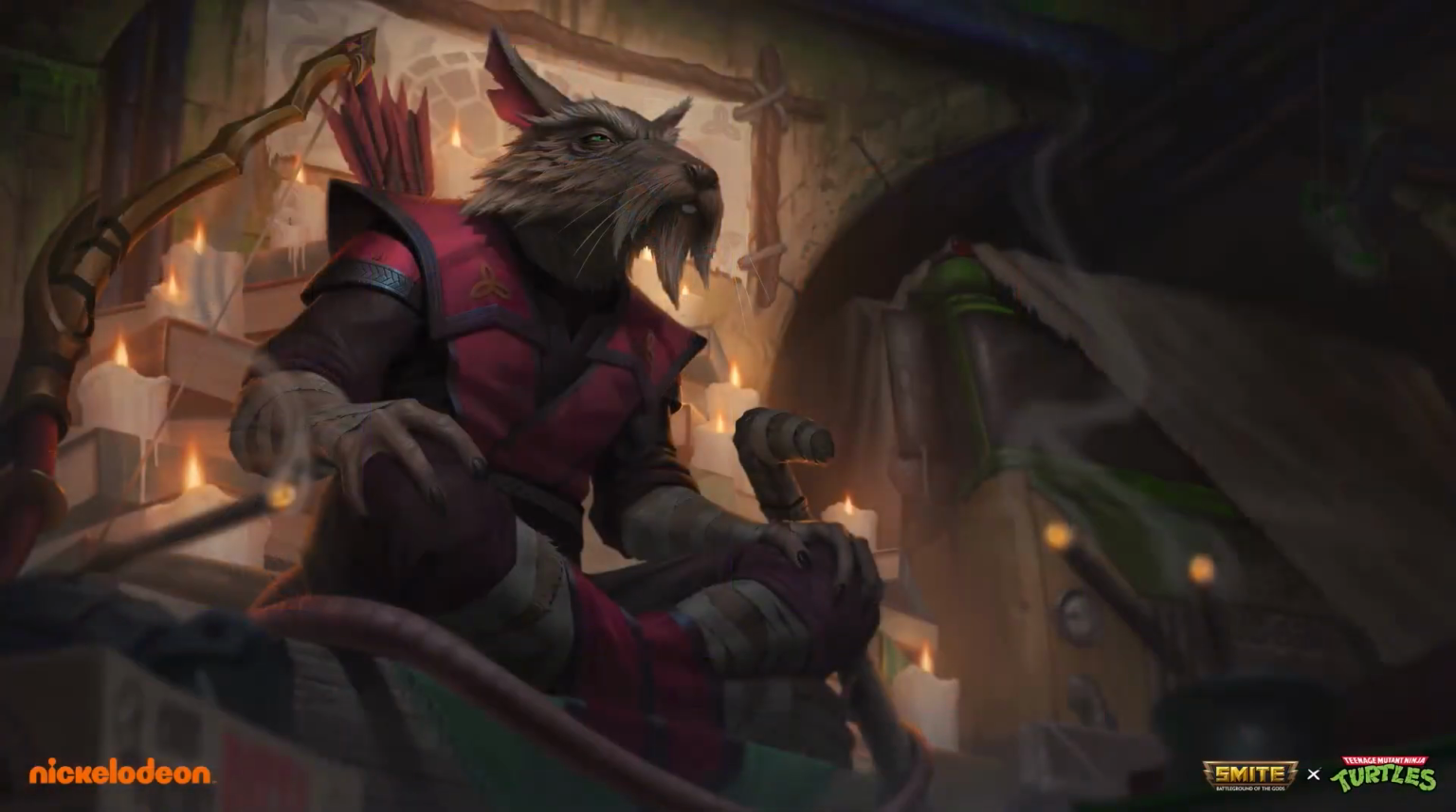And then we got onto Splinter, or honestly, we had a lot of other debates, right, about Krang, Bebop, Rocksteady, Baxter Stockman. We had a whole bunch of discussions. What's the name of that other turtle?